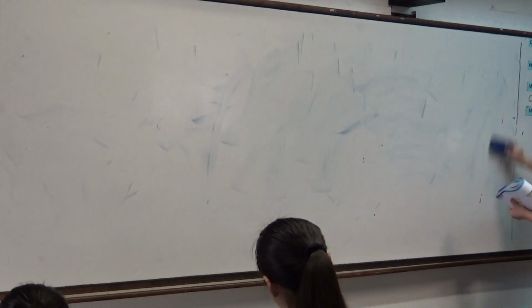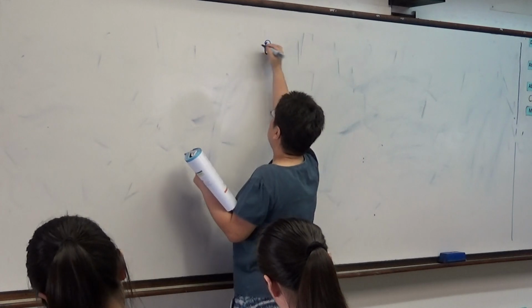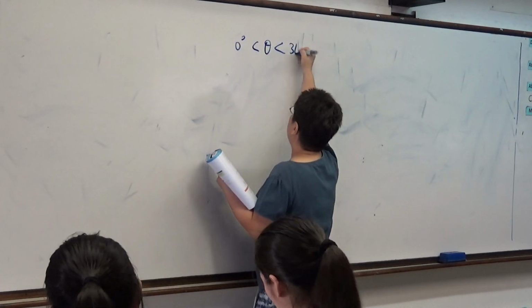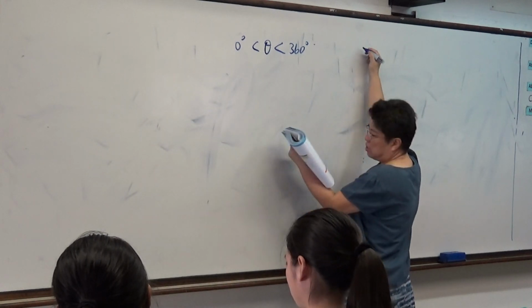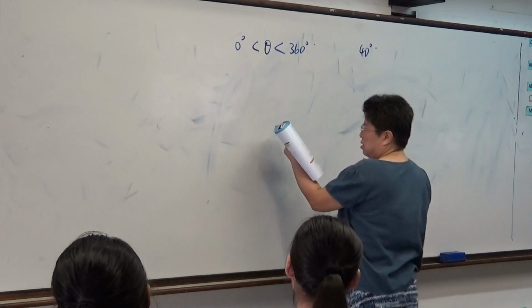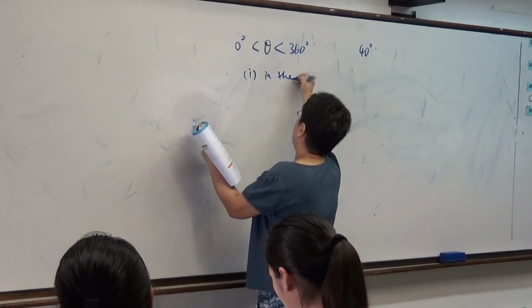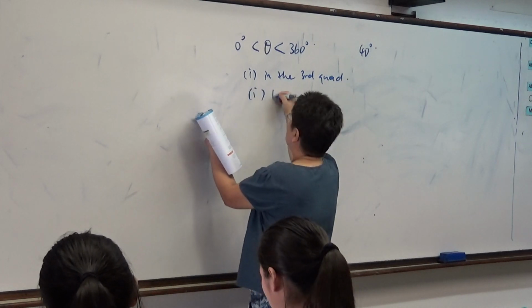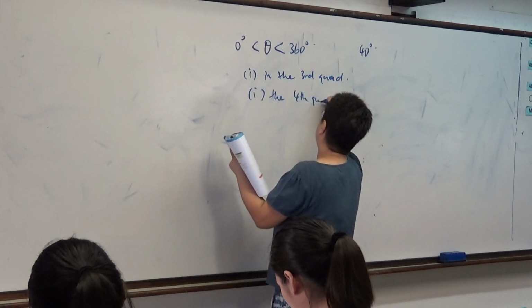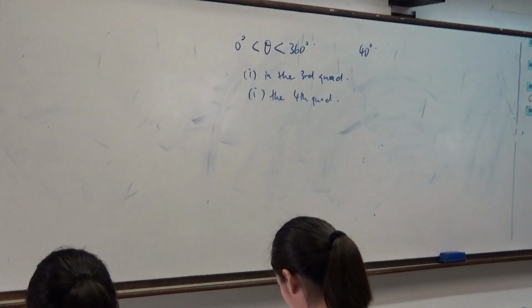And I want you to look at it carefully, okay? Given that theta is between 0 and 360 degrees, and the basic angle for theta is 40 degrees. Find the value of theta if it lies, first one, in the third quadrant. Part 2, the first quadrant. Now, these questions will never come up in the exam. It's too simple already.